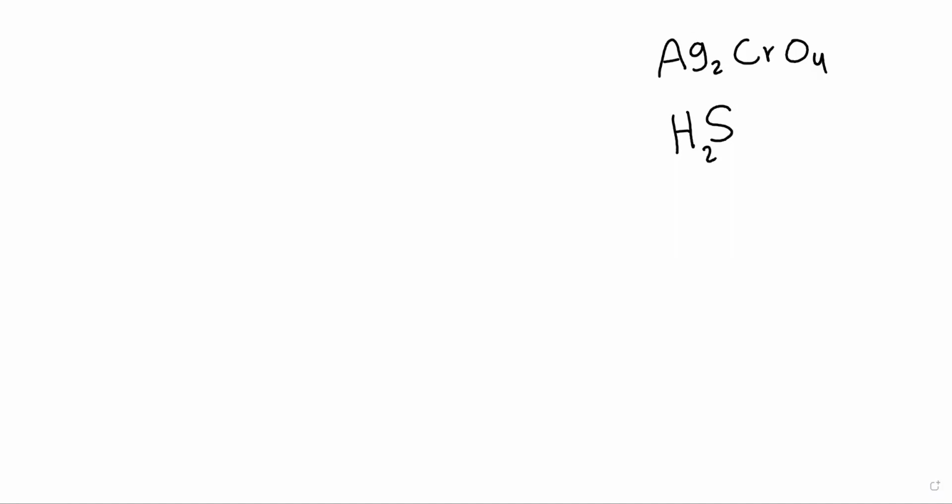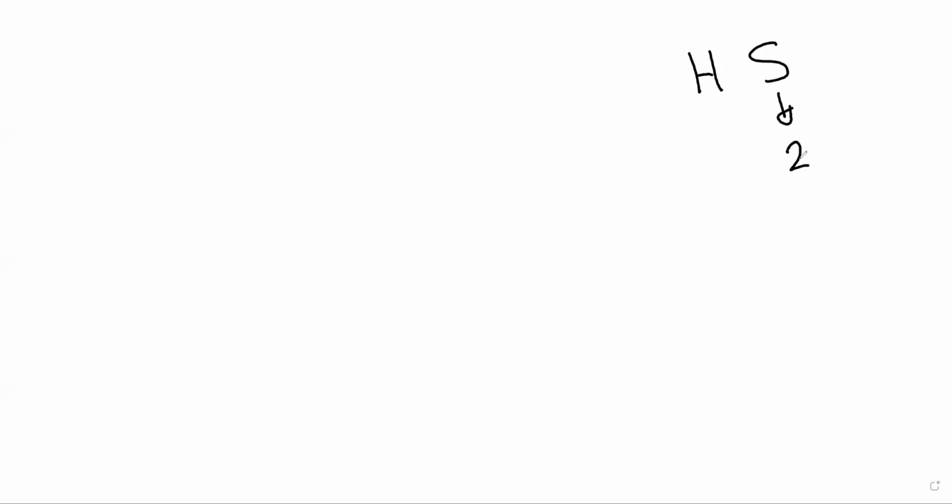Teacher, when should I write the 2 with S, and when should I write only S? It's S only, but I have H and S. The sulfide is divalent. The hydrogen is monovalent. Then it's H2S. It's related to its valency with the other element that it has.